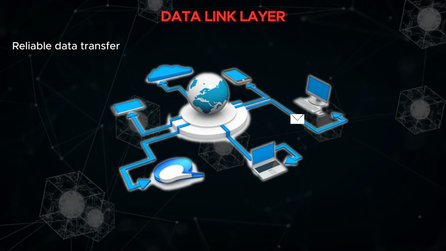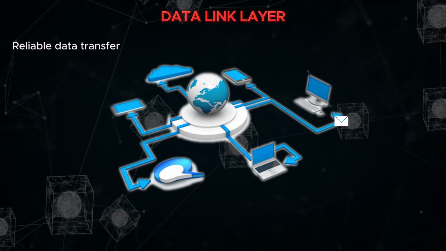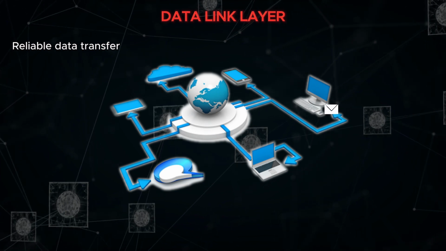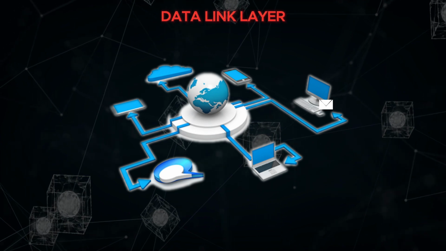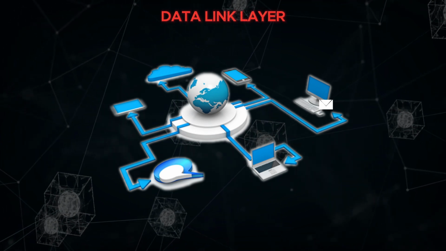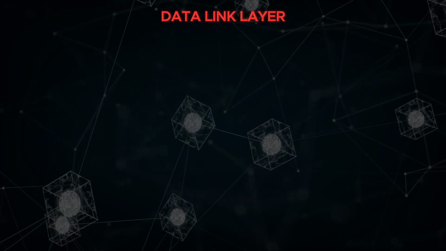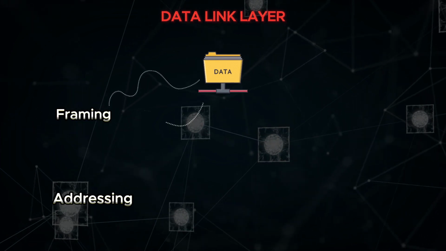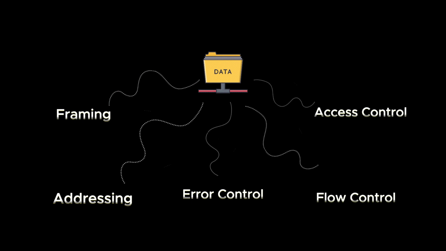Functions of the data link layer. It is responsible for reliable data transfer across a physical link. It manages access to the physical medium through protocols like Ethernet. It frames data for transmission, performs error detection, and may handle flow control. There are various benefits of the data link layer. Let's look into them: framing, addressing, error control, flow control, access control.